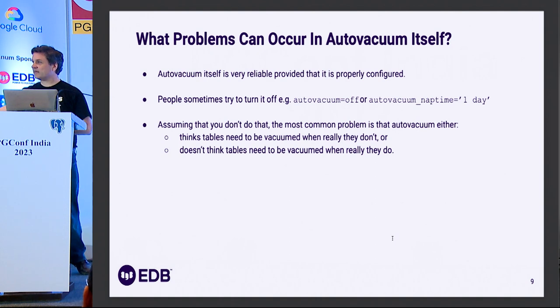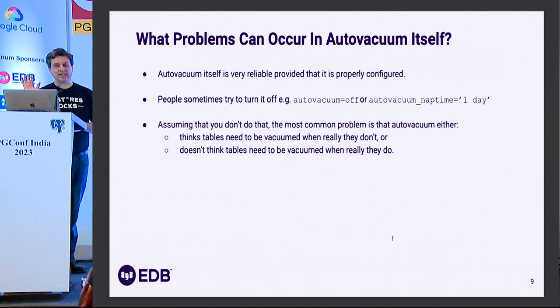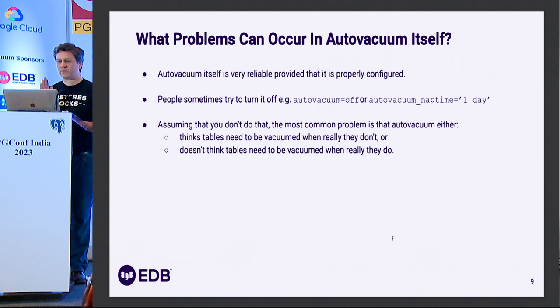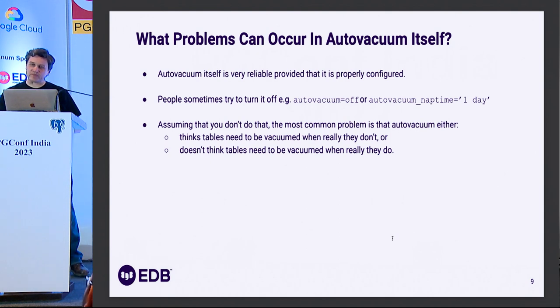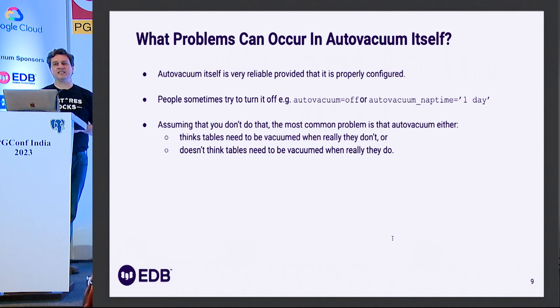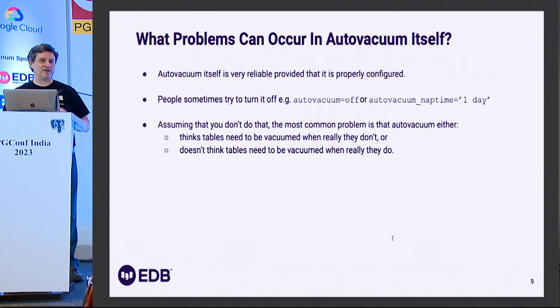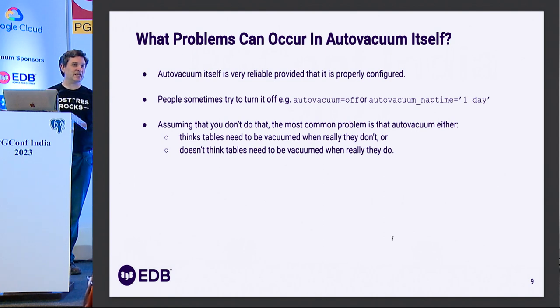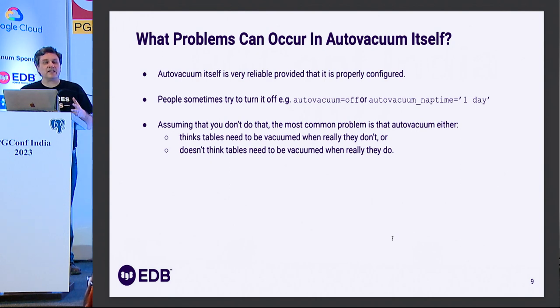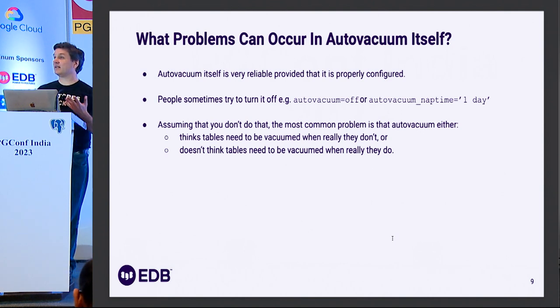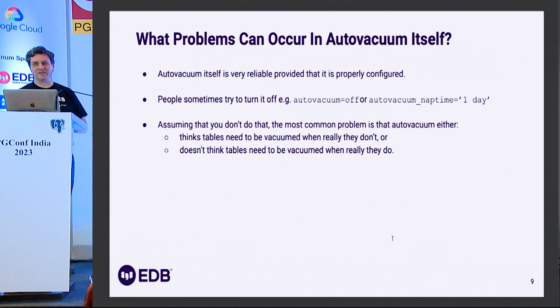But what problems can occur in autovacuum itself? Actually, this list is quite short. Autovacuum itself is very reliable, provided that you properly configure it. One of the problems that occurs very commonly in autovacuum itself is that people try to turn it off. They might configure autovacuum = off in postgresql.conf, or they might think that they're very clever and set autovacuum_naptime to a very long time, like one day. And basically, they're preventing autovacuum from doing very much work with these kinds of configuration settings. Well, if autovacuum doesn't do very much work, then vacuum is not getting run, and then we have all those problems that I talked about at the beginning of the talk.